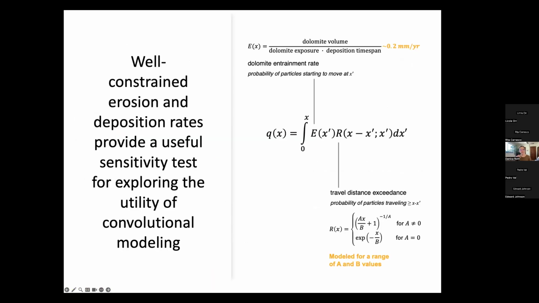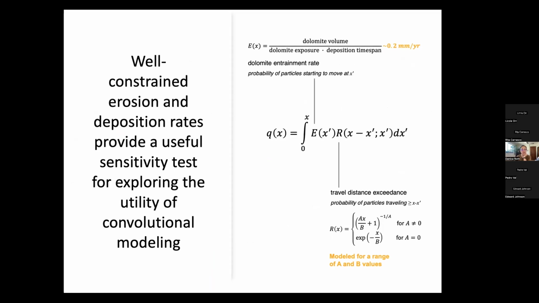And again, in the previous study, we really only were looking at the travel distance exceedances. Here, all of these data provide useful constraints on erosion and deposition that we can use to look at the full flux convolution with both entrainment and disentrainment. So we can estimate an entrainment rate from the total volume of dolomite in the deposit divided by the dolomite source area and the time span of deposition.